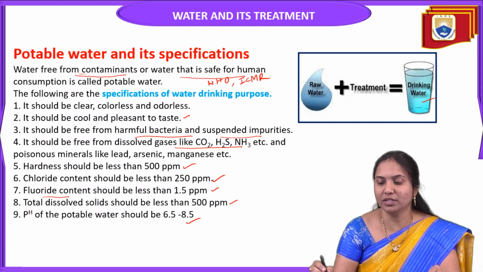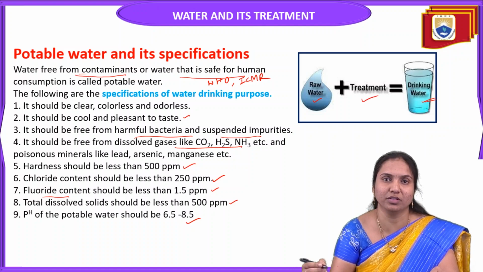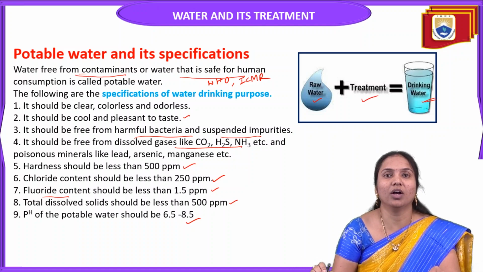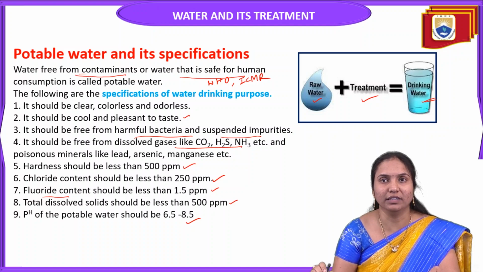So potable water means raw water after treatment becomes drinking or domestic usage water, which is free from all the contaminants and used for human consumption. That water is called potable water.